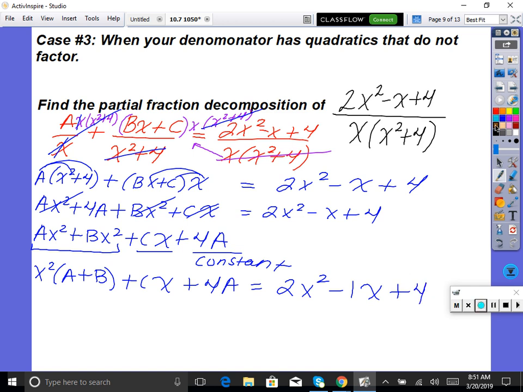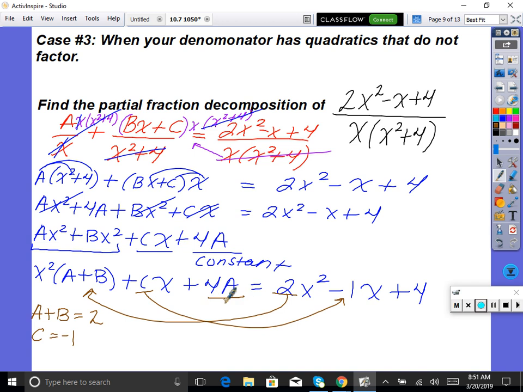Okay, let's line things up. I'm just going to point so I don't have to rewrite it. What's in front of x squared? 2. So isn't the a plus b equal to 2? What's in front of x? c. What's in front of x here? So c must equal -1. Easy. Or a, my constant, equals 4. So 4a equals 4. Now the solving's way straightforward here because we already know what c is.